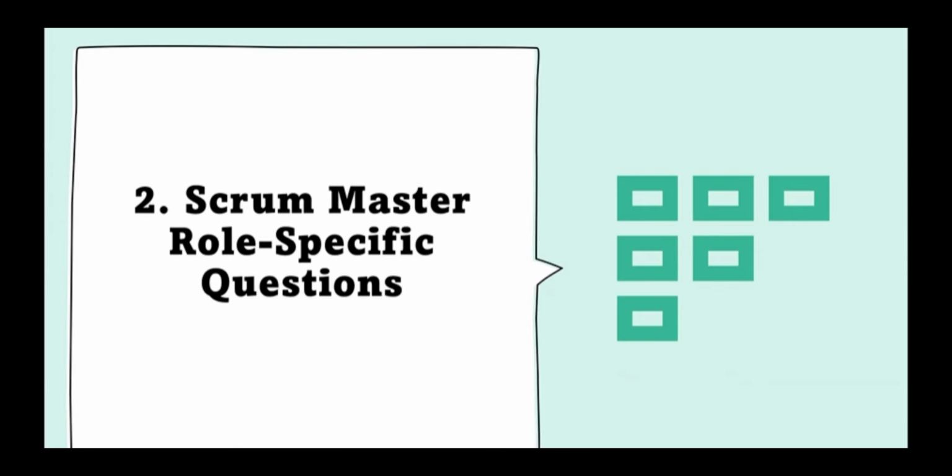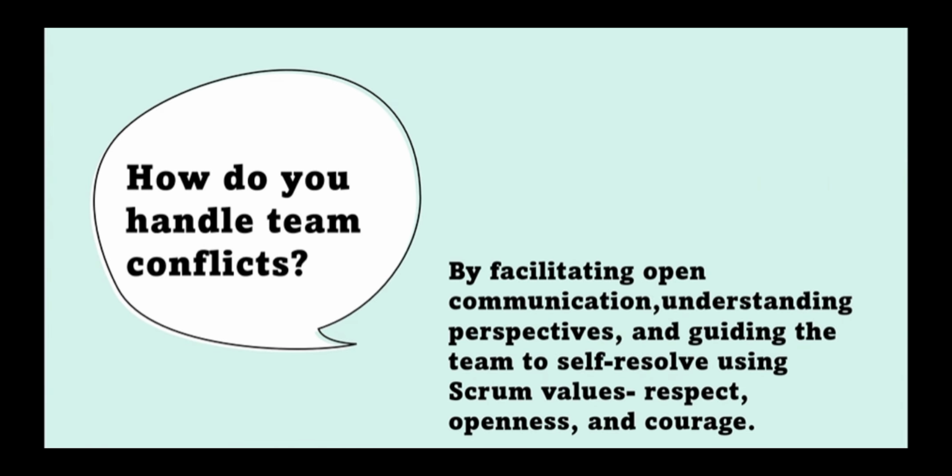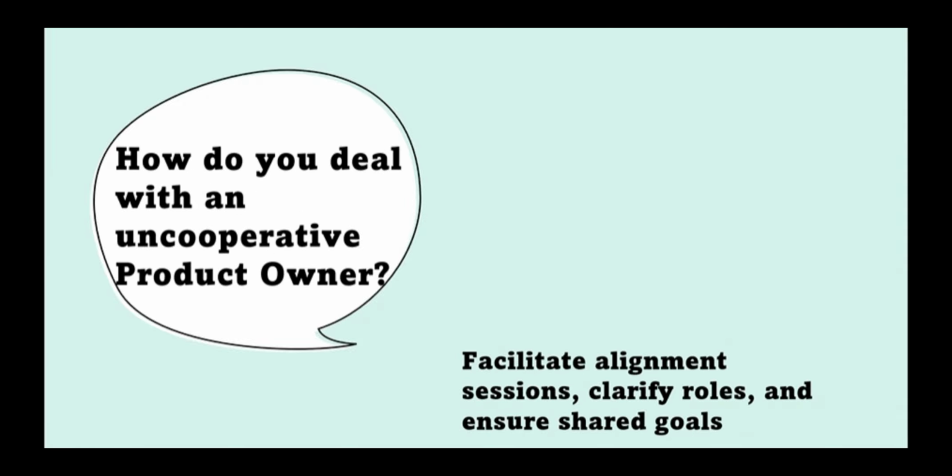Let's start with Scrum Master role specific questions. How do you handle team conflicts? By facilitating open communication, understanding perspectives, and guiding the team to self resolve using Scrum values: respect, openness, and courage. How do you deal with an uncooperative product owner? Facilitate alignment sessions, clarify roles, and ensure shared goals.